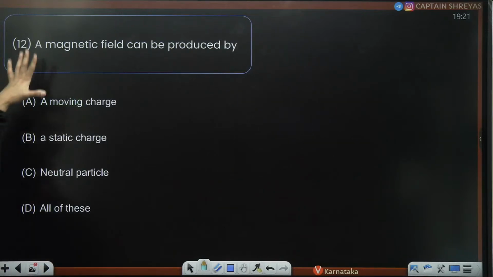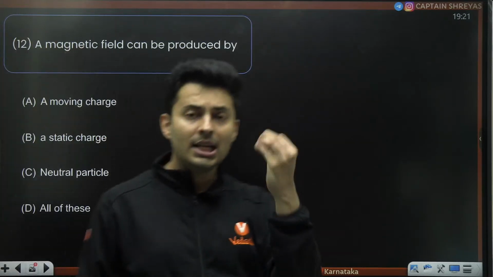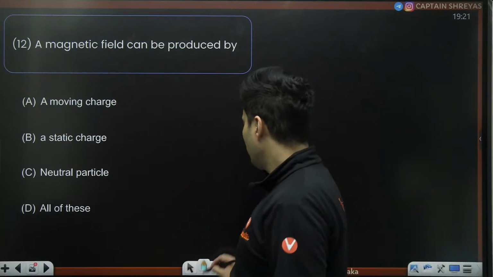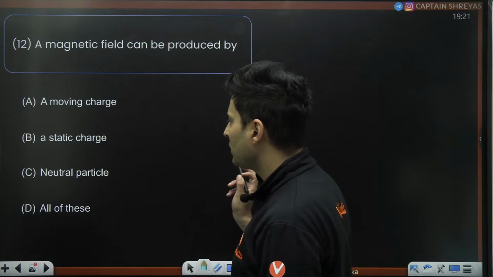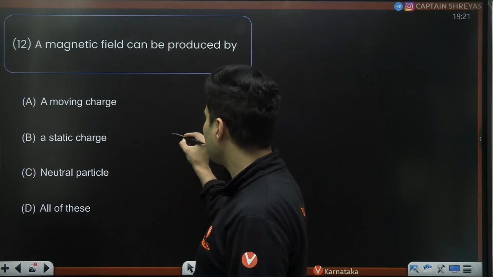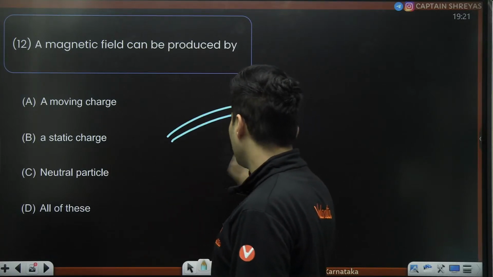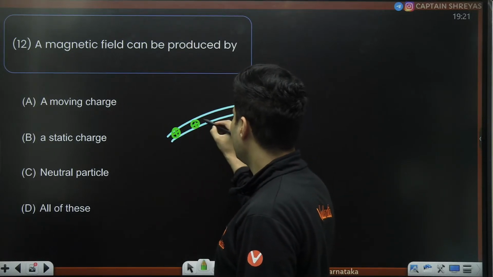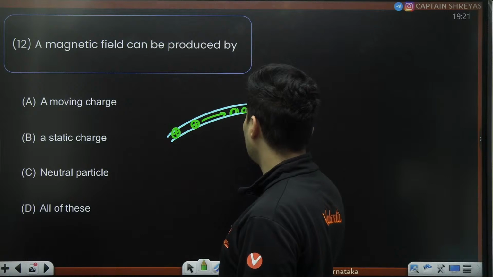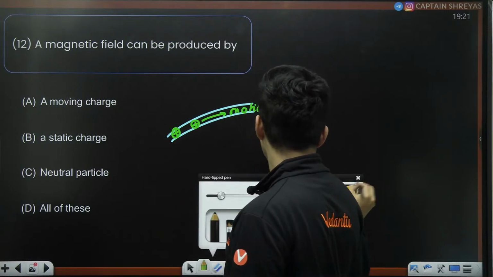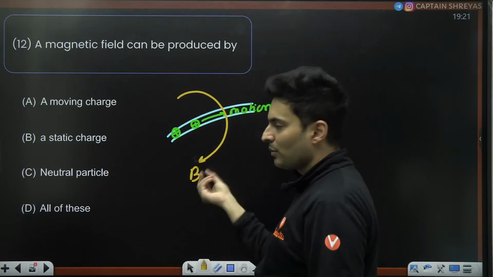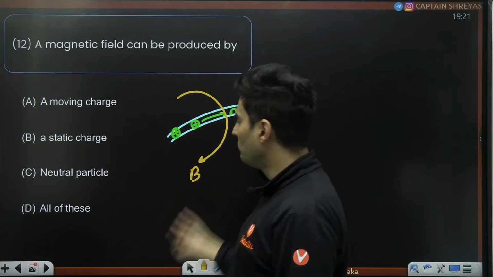Ampere's law. How can you produce a magnetic field? Static charge, neutral particle, all of this, no, moving charge. When you take a wire, inside of that there are charges. If these charges are in motion, then they will produce a magnetic field around them. A current carrying wire produces a magnetic field because of moving charges.